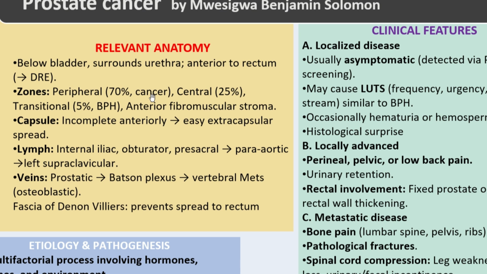Then we have the fascia of Denonvilliers, and this one is a fascia that is located between the rectum and the prostate gland, and this one is what prevents the spread of the cancer to the rectum. And most of the times you find that people who have prostate cancer, the rectum is not ulcerated or infiltrated most of the time.